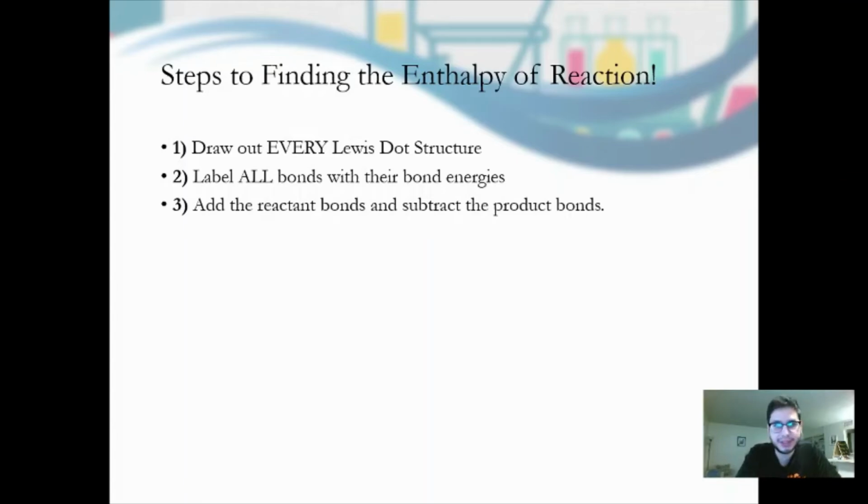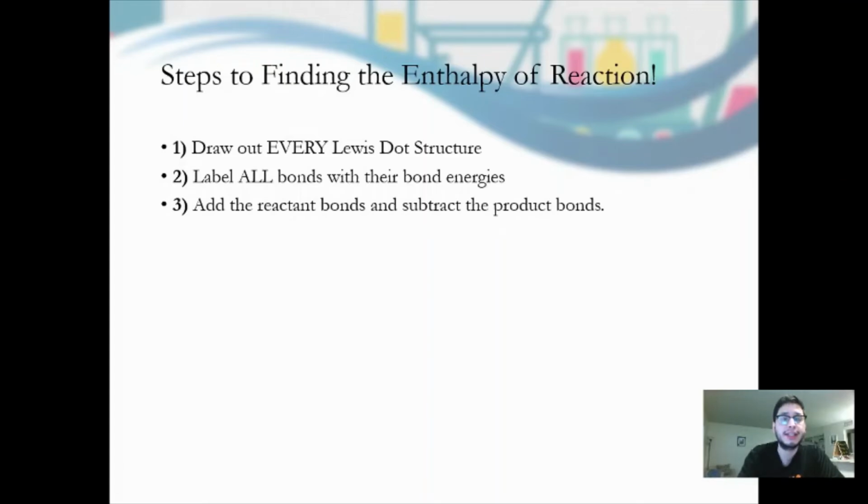The first step is to draw every Lewis dot structure. I think you should know how to do this. I've engraved this by repetition, and drawing Lewis dot structures is an important chemistry concept. The second step is to label all of the bonds with their bond energies. And the third step is to add the reactants and subtract the product bonds. I'm going to show you how to do that exactly.